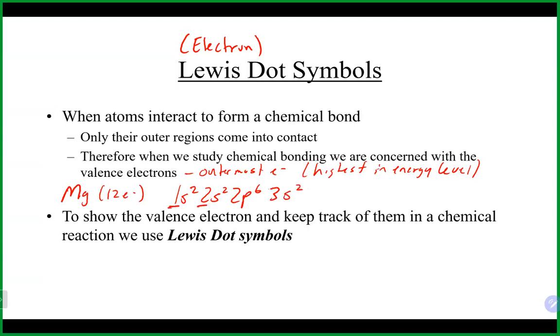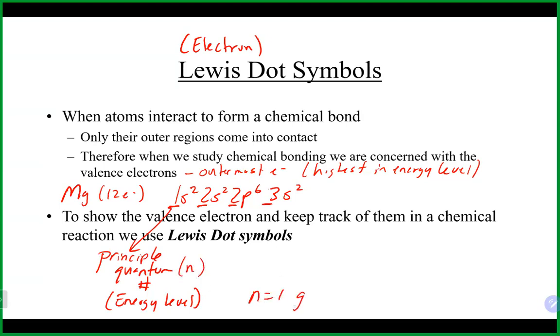These first numbers represent the principal quantum number, which is a fancy way of saying energy level. Those are abbreviated with an n. So if n equals 1, that is the ground state. That is the lowest in energy and closest to the nucleus. They can go to values of n equals 1 through 7, so 2 through 7 are higher states of energy.